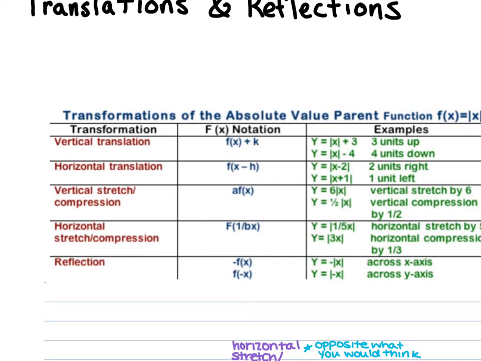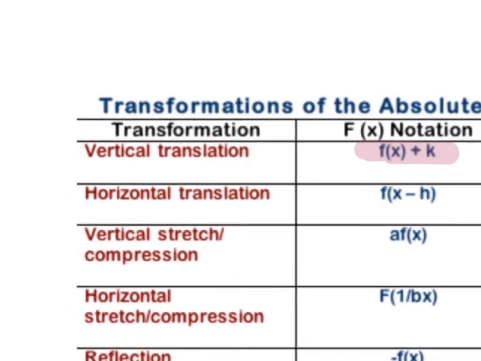to our function, that's going to be a vertical translation. So this means that it shifts up or down. So obviously if we're adding 2, we're shifting up 2. If we're subtracting 2, that means we go down 2.